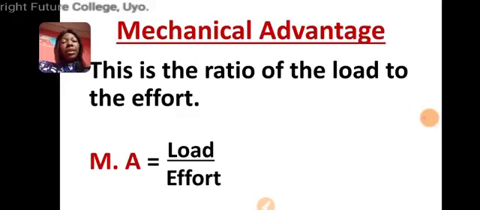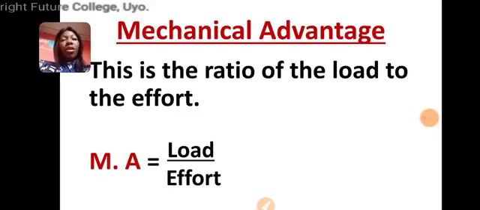Now, whenever we are discussing machine, there are some terms used. One of them is mechanical advantage. Mechanical advantage is the ratio of the load to the effort. When we are talking about mechanical advantage, we say that it is used to assess the performance of machine, to show how the machine performs or does its work. The formula for finding mechanical advantage is load over effort.